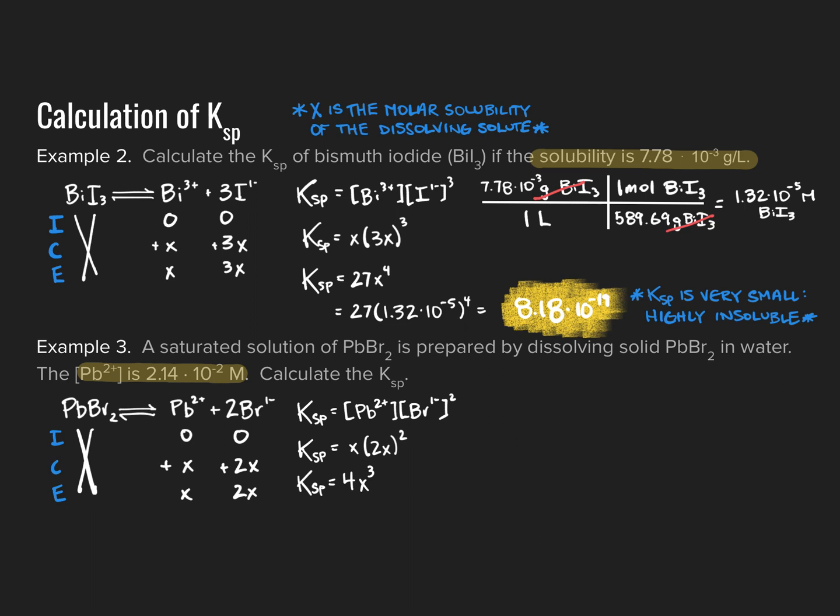Because at this point, I can just take that X value of 2.14 times 10 to the negative 2 and plug it into my KSP expression, which again was 4x cubed. So 4 times the X value of 2.14 times 10 to the negative 2 cubed yields a calculated KSP value of 3.92 times 10 to the negative 5th. Again, a relatively small KSP, implying a relatively insoluble solute.